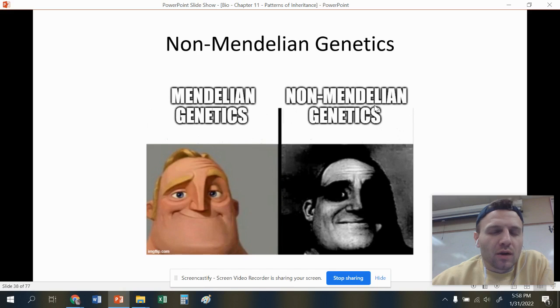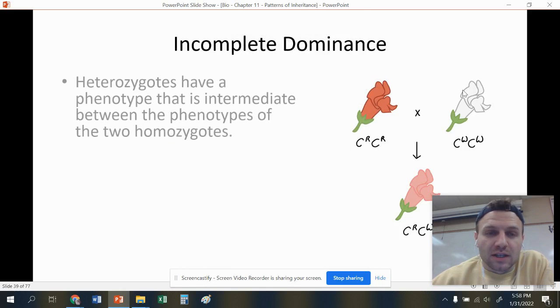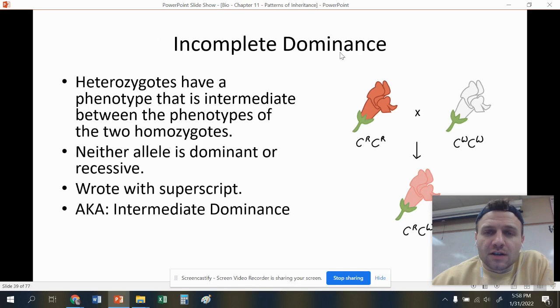So these are a little bit more complex and have exceptions, we like to call them, to what Mendel found in his pea plants. So without further ado, let's get into non-Mendelian genetics. The first here is incomplete dominance, which is also known as intermediate dominance.